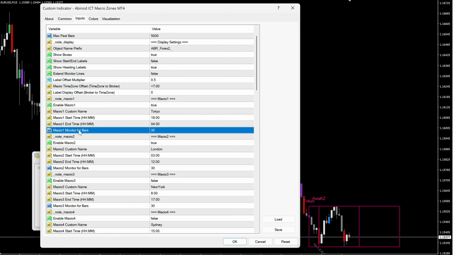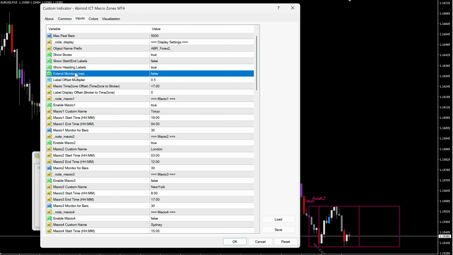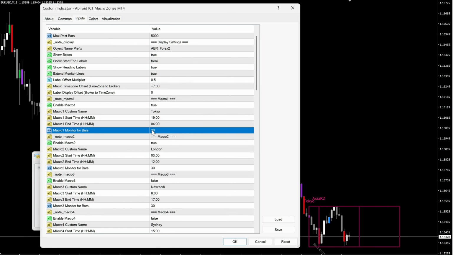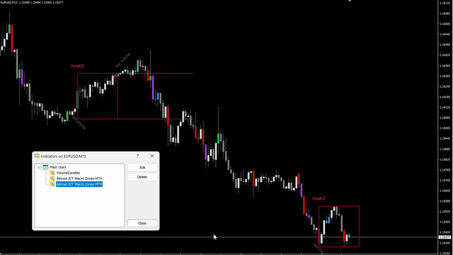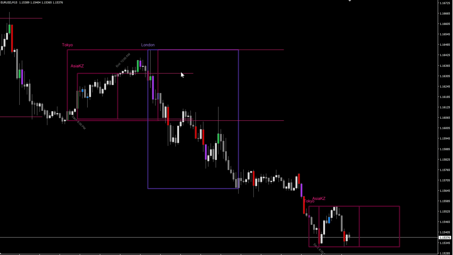And this was what we had talked about earlier. If you want a particular box to extend, then you can set this extend monitor lines to true. And then you can set the monitor for bars. You can extend it by as many bars as you like. And for boxes where you don't want it to extend, just set it to 0. Then you will see that I have the extension for kill zone, and I have also extended this Tokyo box by 50. So once you extend those boxes, only then you will get the alerts for when price enters inside these extension lines or when price exits these extension lines.